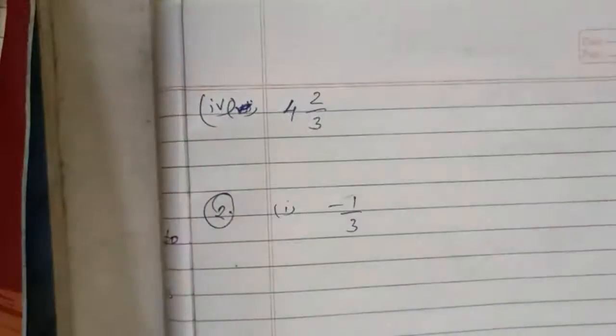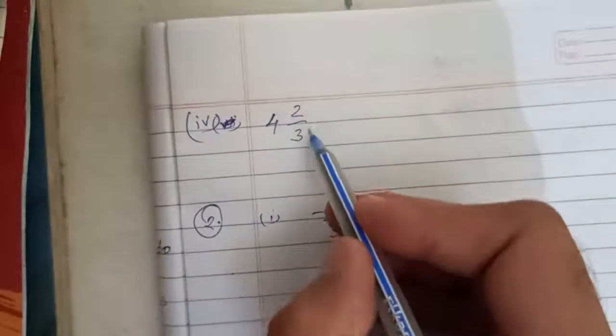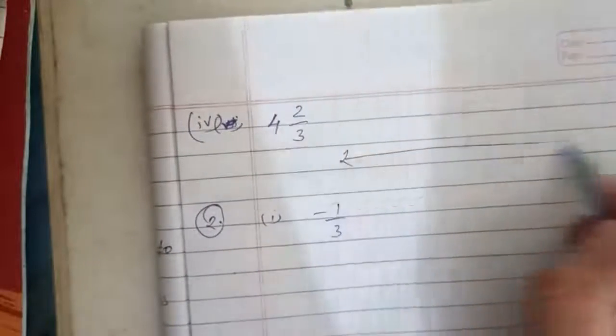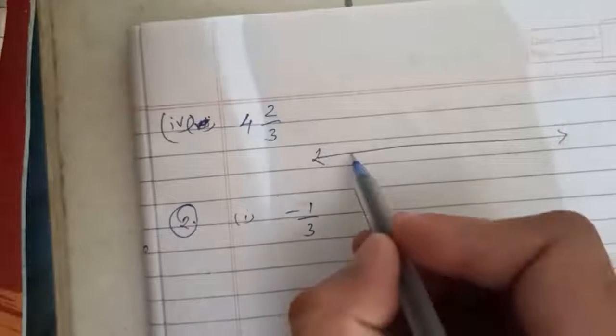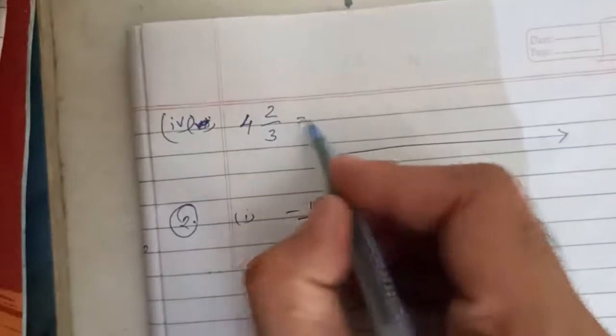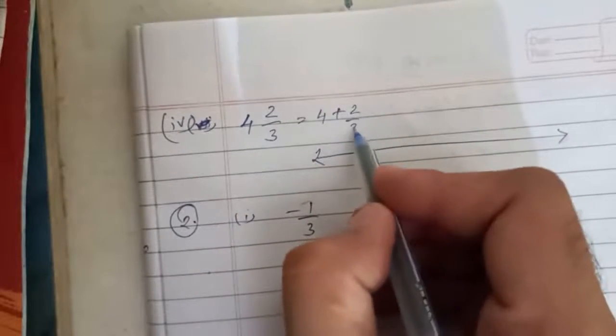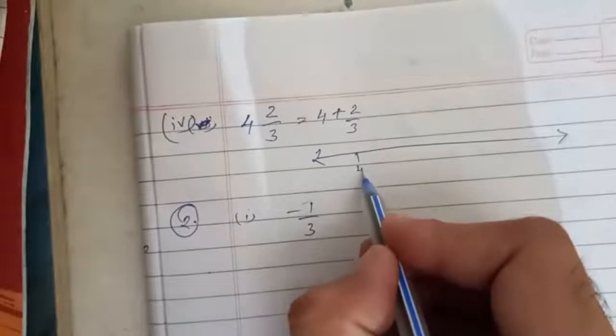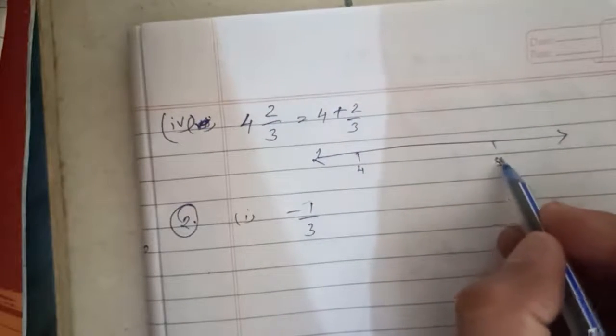Okay, now let's come to next. 4 whole 2 by 3. This again, how will you get it? Now I hope you all are getting that. Now this is 4 plus something. 4 plus a proper fraction. So definitely its value will lie between 4 and 5.